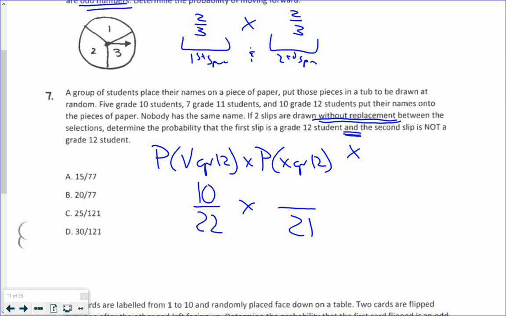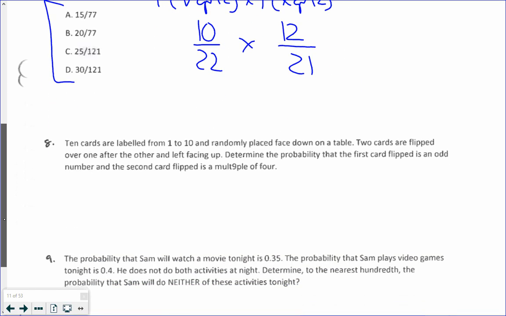Because you didn't put the first name back. How many of those names are not grade 12ers? 5 plus 7, 12. So you would just punch that in, hit math frac, and match it up. Okay? So the and questions, and always means times. The or questions mean add, and you have to check for overlap.